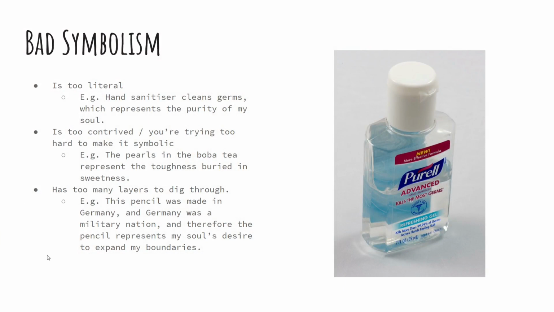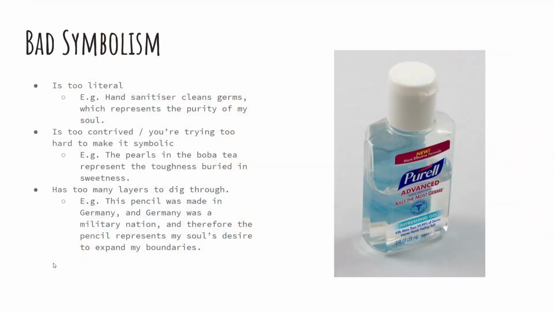Lastly, it has too many layers to dig through. So if there are too many degrees of separation between the symbol and the meaning, it makes it quite hard to join these things together. The example I used before, I'm thinking of someone in class when I'm saying this, but it's like we have all these connections in our head. And I'm using an example, let's say this pencil again.